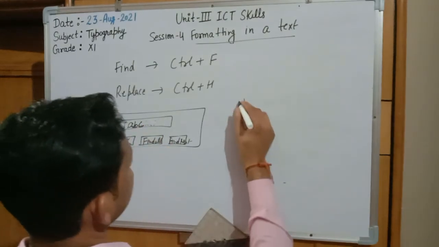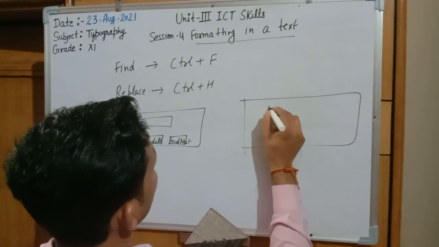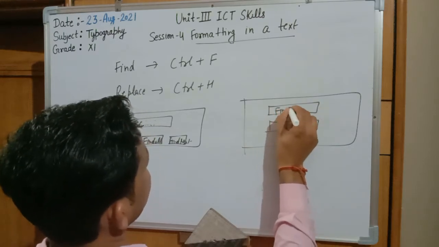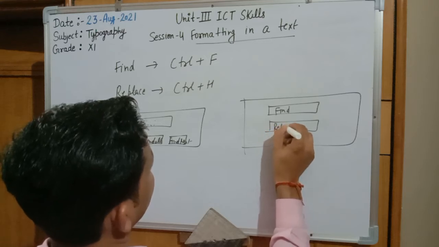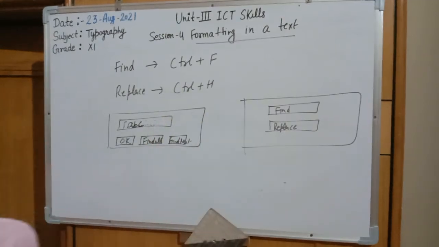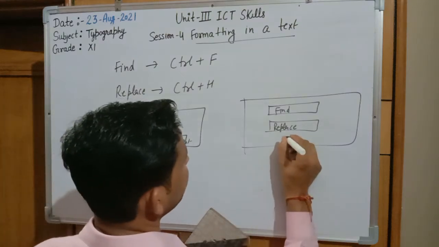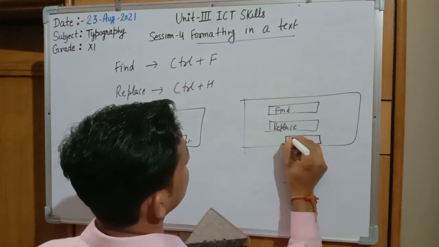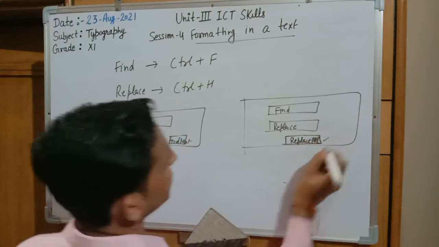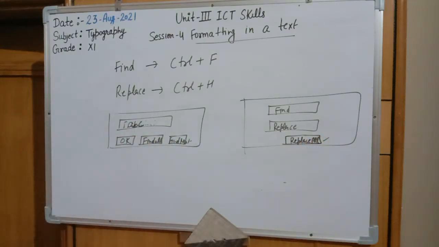And in the replace option we have two boxes. One is the find word, the second is the replace word: what is to be found and what is to be replaced. For that we use the shortcut keys Control plus F and Control plus H. And the benefit is that there is a replace all option. We can replace in a complete document with a single click. It is the major benefit of the find and replace option.